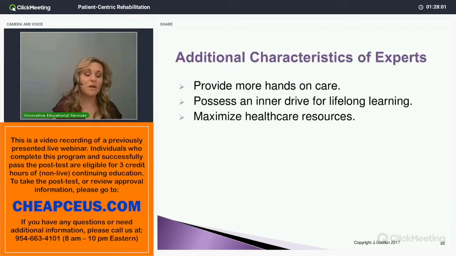It does play a role. However, they found that individuals who were determined to be more of an expert or better at patient care, another factor that came into play is that, yes, they possessed a drive for lifelong learning, but they were really good at self-assessing themselves and delegating.